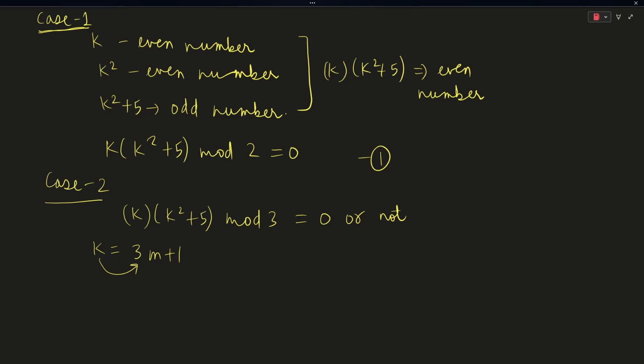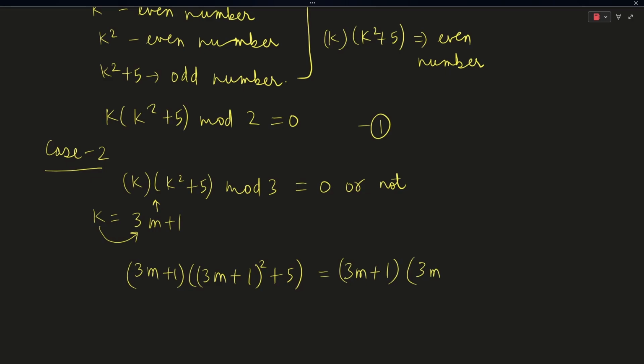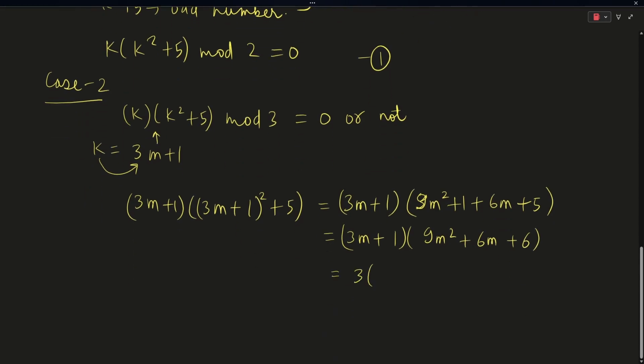If k is a value which is not the multiple of 3, on substituting this value in the above equation, we will get 3m plus 1 into 3m plus 1 whole square plus 5, which is 3m plus 1 into 9m square plus 1 plus 6m plus 5, or I can say 3m plus 1 into 9m square plus 6m plus 6, or I can say 3 into 3m plus 1 into 3m square plus 2m plus 2.